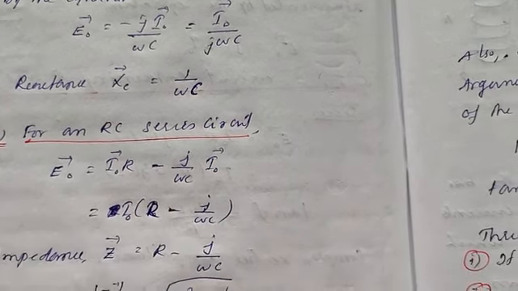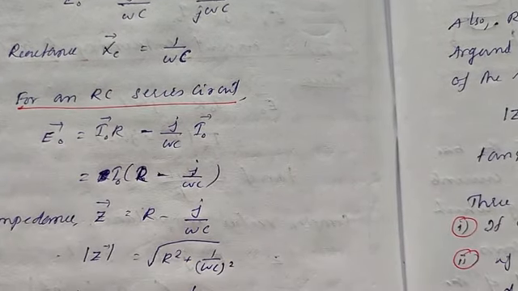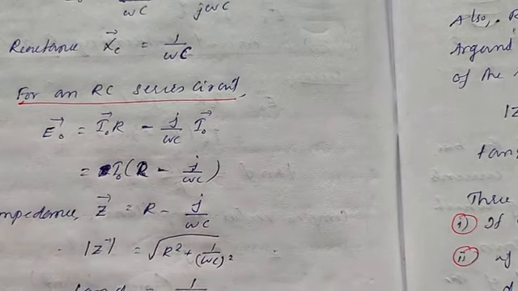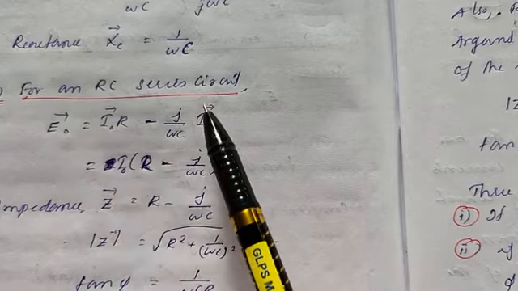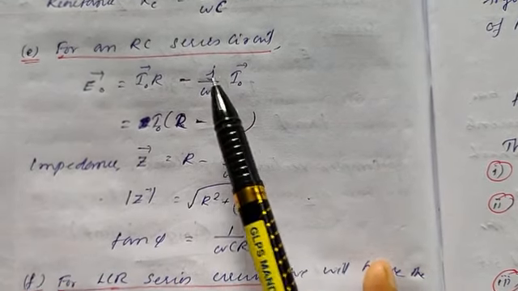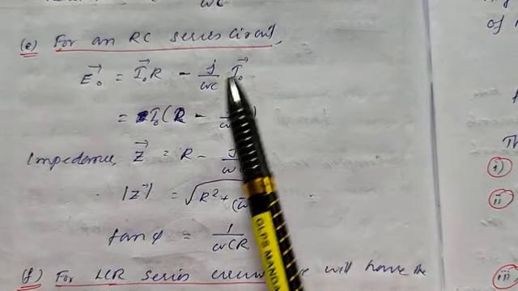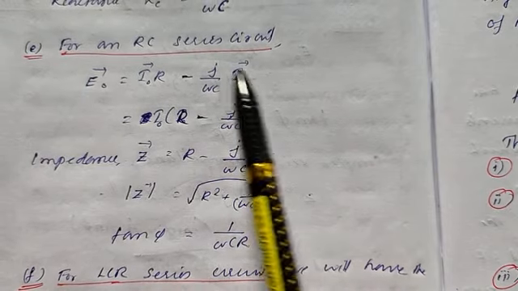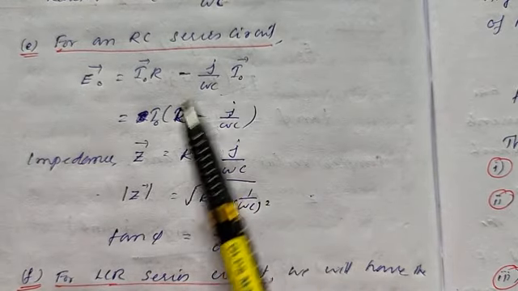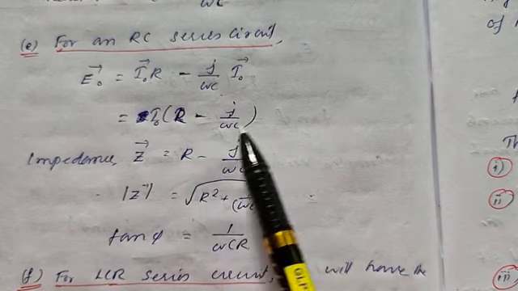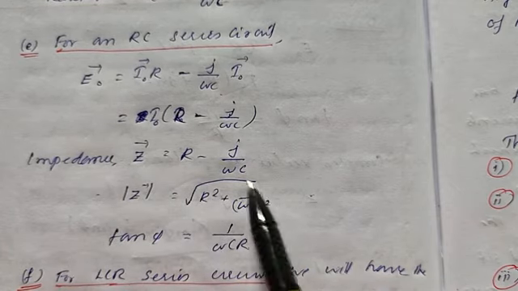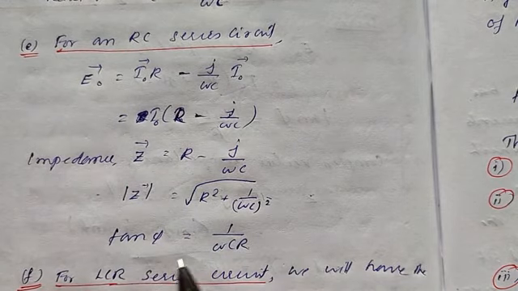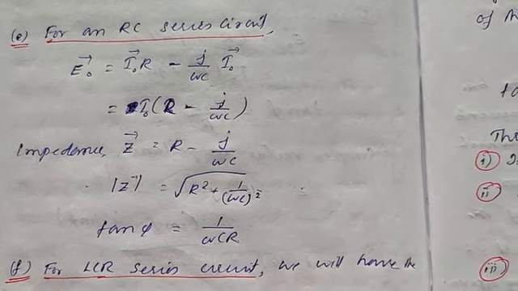So these are all just representations of how we are applying this to the series circuit. The theory we already know, and we are applying this operator to these circuits. That's all. For an RC series circuit, the E0 is of this form, and I0 can be taken outside. The impedance is represented by this equation, the magnitude of Z is represented by this equation, and the phase angle will be of the form 1 by omega C R.